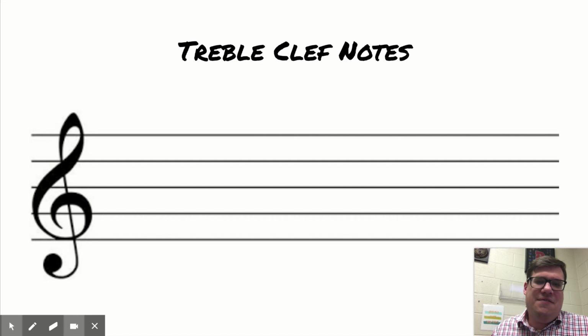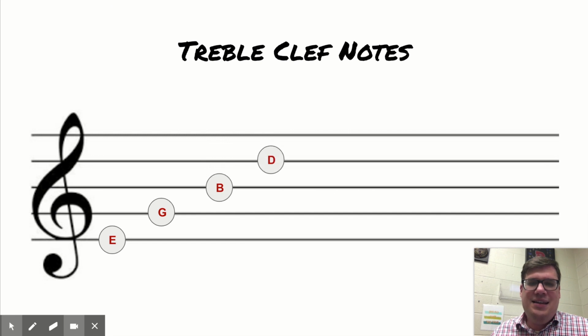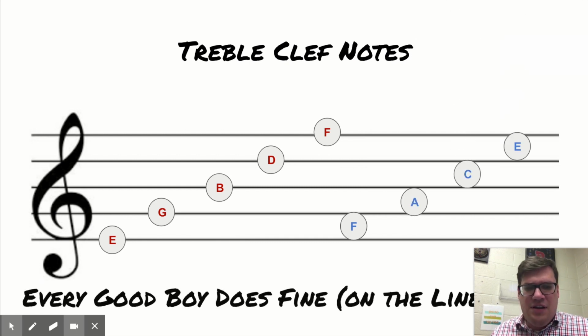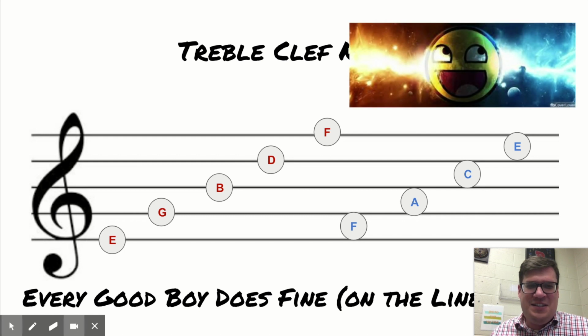So for our treble clef friends, let's do this again. So we have E, G, B, D, and F. And then we also have F, A, C, and E. So every good does fine on the line. Sorry, I guess my face is in the way of that. And then we have faces and spaces. Yep.